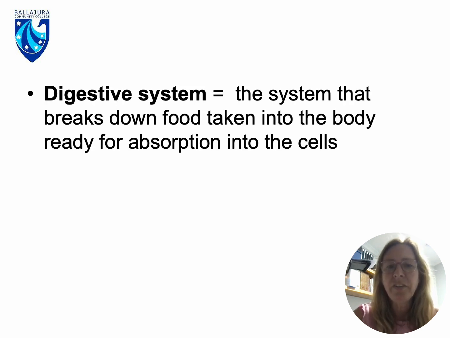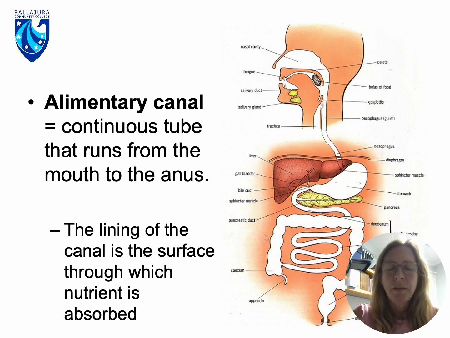So the digestive system is the system in the body that breaks down the food, which is then taken into the body for absorption into the cells. The digestive system includes the alimentary canal and also the accessory organs like the pancreas, the liver and the gallbladder. I'll talk a little bit more about them later. But the alimentary canal is like a continuous tube that runs from the mouth to the anus. The lining of that tube is the surface through which all the nutrients are absorbed.